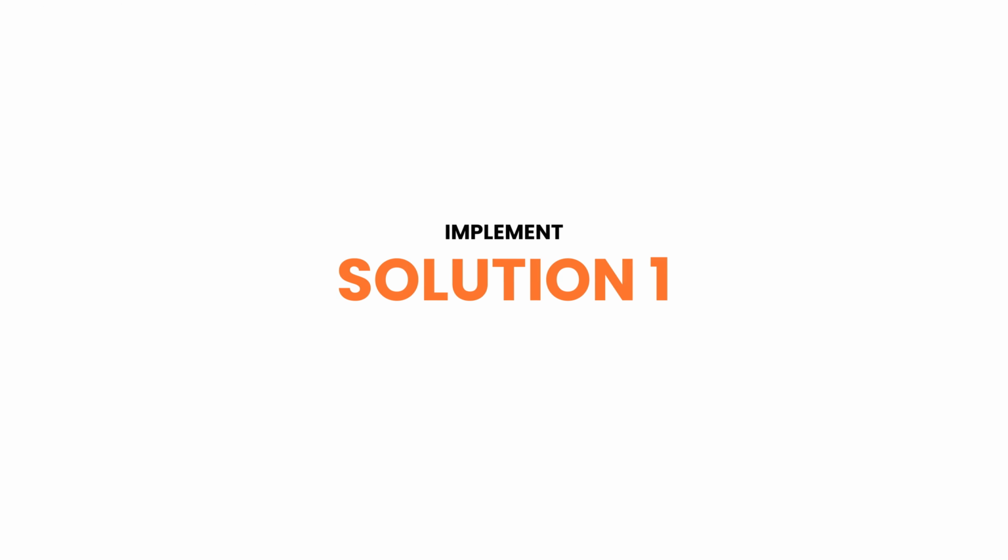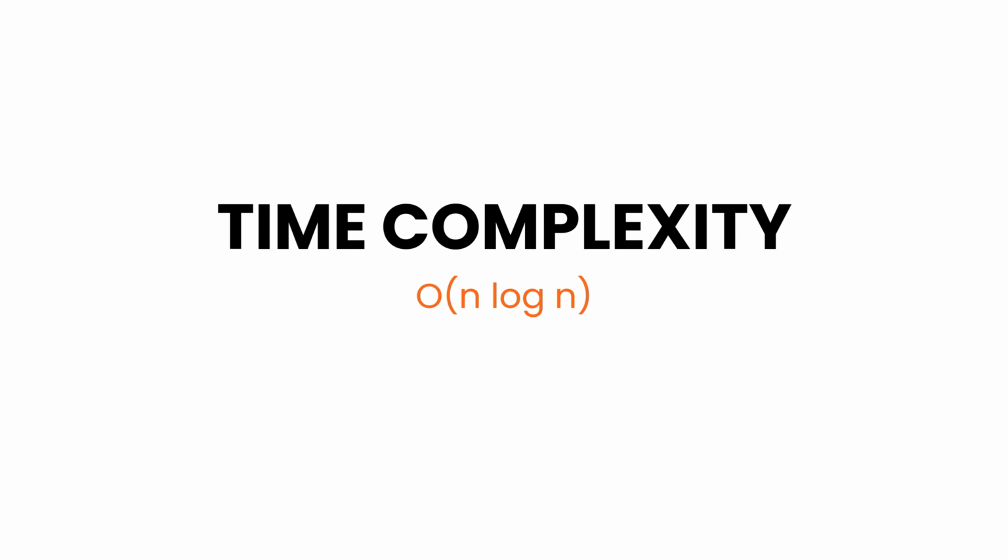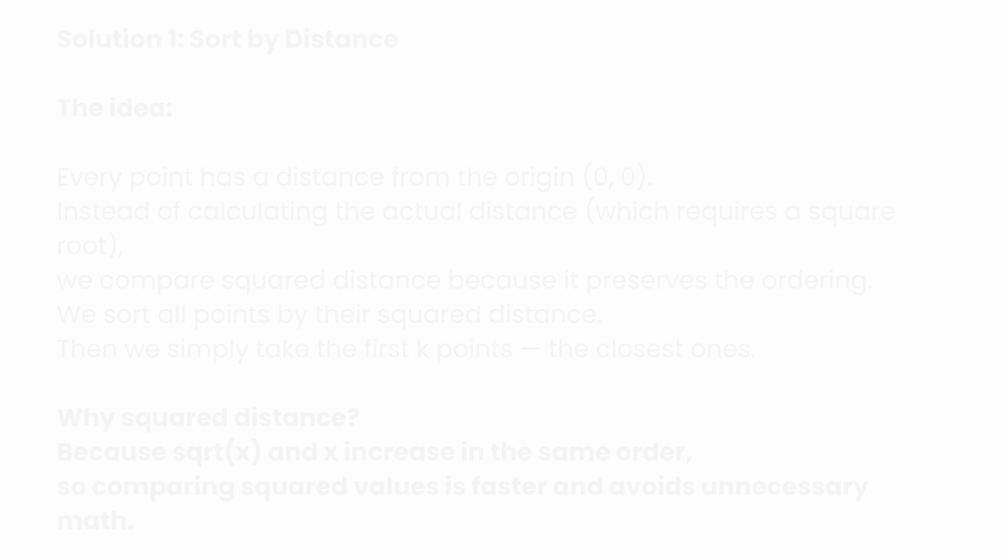Now let's solve solution 1 for the k closest points to the origin problem. This method uses a very simple approach: sort the points by distance. I'll walk you through the concept first, then explain every line of the code in a clean, easy way. Time complexity is O(n log n), where n is the number of points. Sorting dominates the time cost.